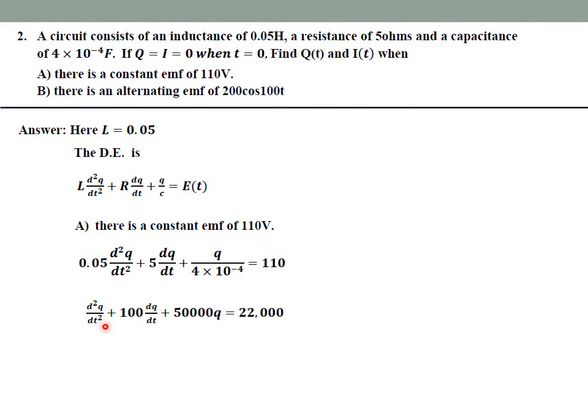Okay. So d square q by dt square plus 5 by 0.05 is 100, and then plus 1 divided by 4 into 10 power minus 4 into 0.05 will give me 5 into 10 power 4 q is equal to 22,000. Okay, you can just calculate it and check. What I am telling you is just this entire equation you divide by how much? 0.05.